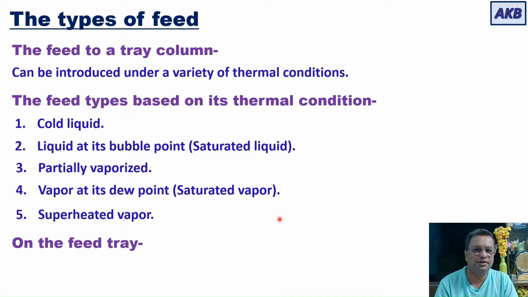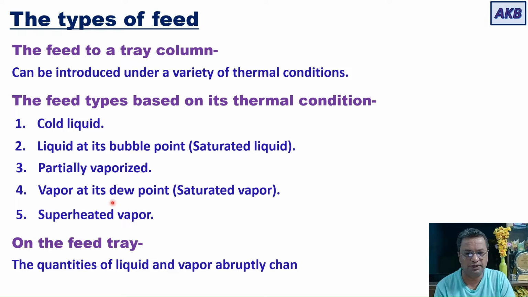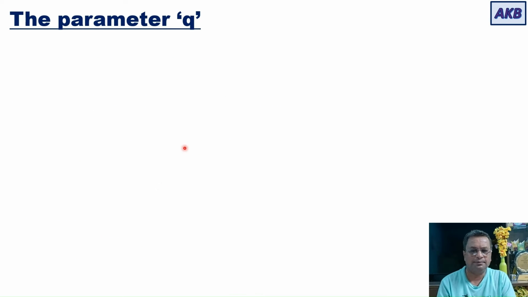Once the feed enters on the feed plate, the quantities of vapor and liquid on the feed plate abruptly change, depending on the type of the feed, which could be one of these 5 types. Then let us understand more about parameter q.